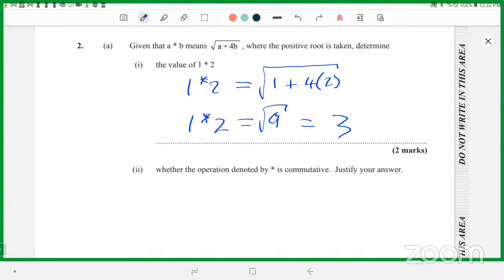Okay? Yes, sir. Next part says we have to determine whether star, the operation denoted by star, is commutative. What does the word commutative mean? It means an operation is commutative if, when you reverse the order, the result remains the same. That's what the word commutative means.